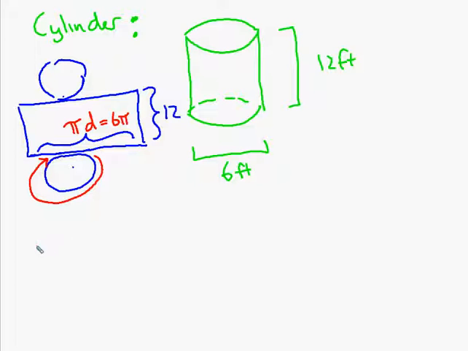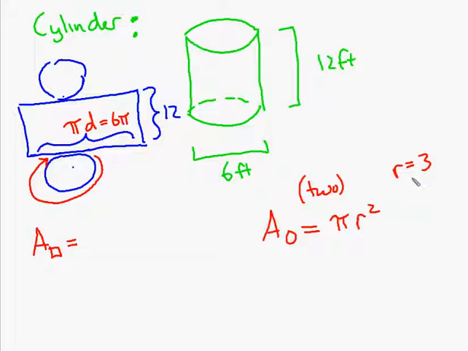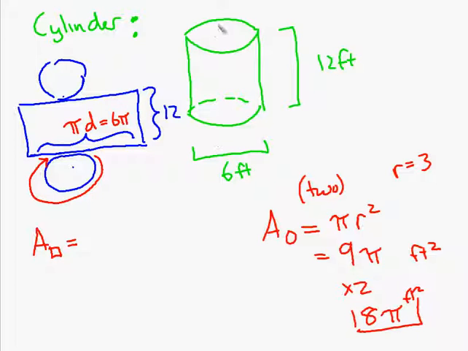So, I need the area of the box, and I need the area of the circles, but I have 2 of the circles. Let's get the area of the circles. What formula should I use? Pi r squared. What is r? 3. So r is 3, so I get 9 pi. Any questions on 9 pi? 9 pi feet squared. For now I am leaving it in terms of pi. Now I have 2 of them, so times 2, and I get 18 pi feet squared. That's the top and bottom.